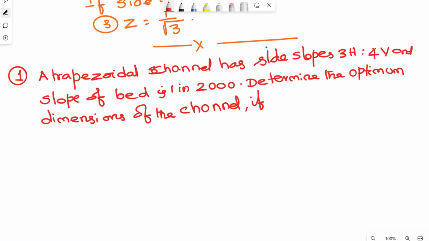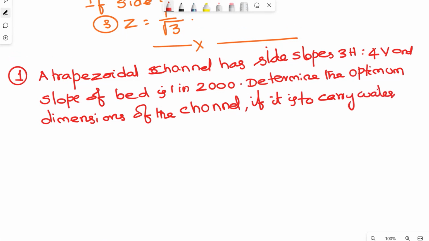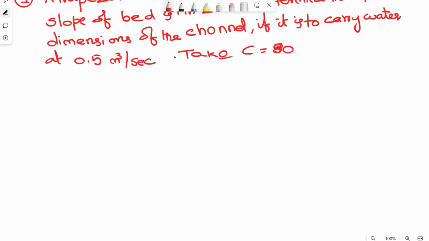if it is to carry water at 0.5 meter cube per second. Take C is equal to 80. Sorry, it is 80. Chezy's coefficient C is equal to 80.